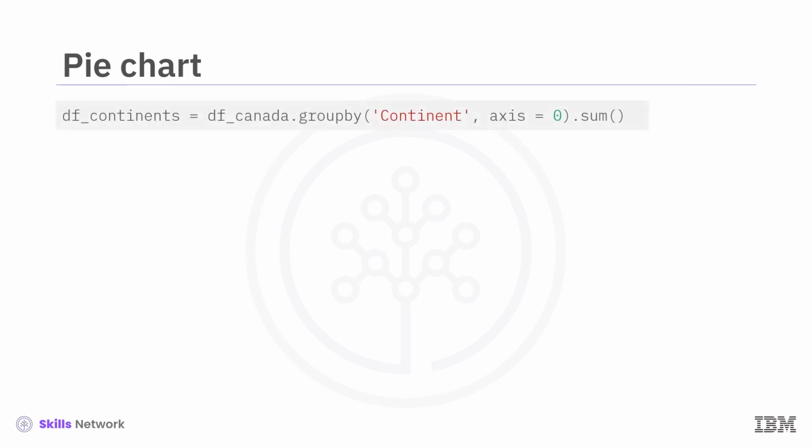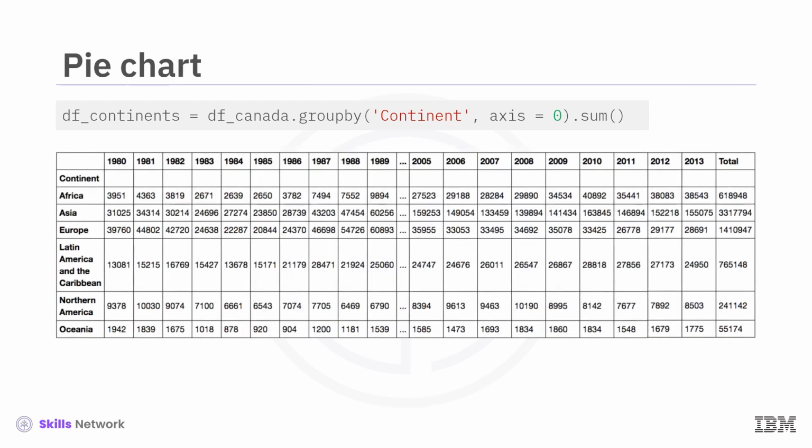DF_Canada. The first step is to group the data by continent using the continent column, and we use pandas for this. We call the pandas group by function on DF_Canada, and we sum the number of immigrants from the countries that belong to the same continent. Here is the resulting data frame, and let's name it DF_continents. The resulting data frame has 6 rows, each representing a continent, and 35 columns representing the years from 1980 to 2013, plus the cumulative sum of immigration for each continent.